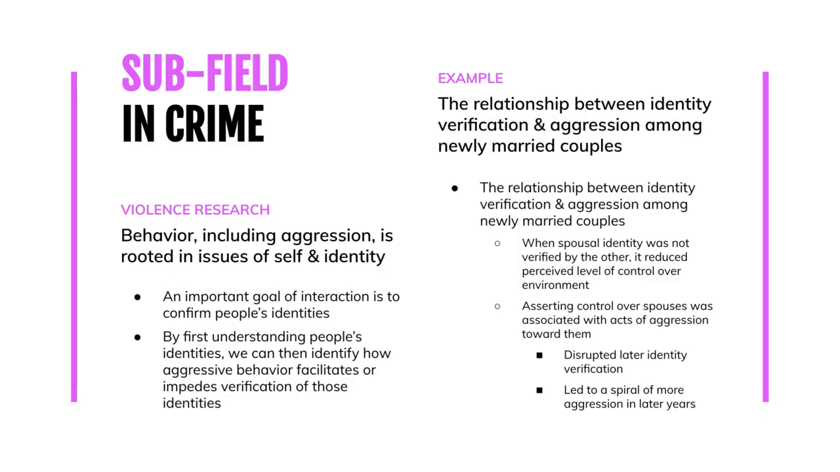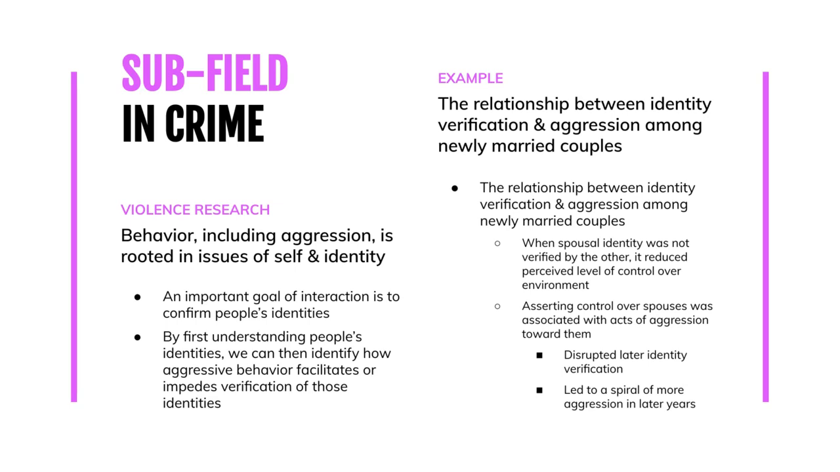And so in the subfield of crime and law, particularly in violence research, violence researchers have argued that identity theory can provide an important theoretical development in domestic violence research because all behavior, including aggressive behavior, is rooted in issues of self and identity. An important goal of interaction is to confirm people's identities. So, by understanding people's identities, we can identify how aggressive behavior facilitates or impedes verification of those particular identities.